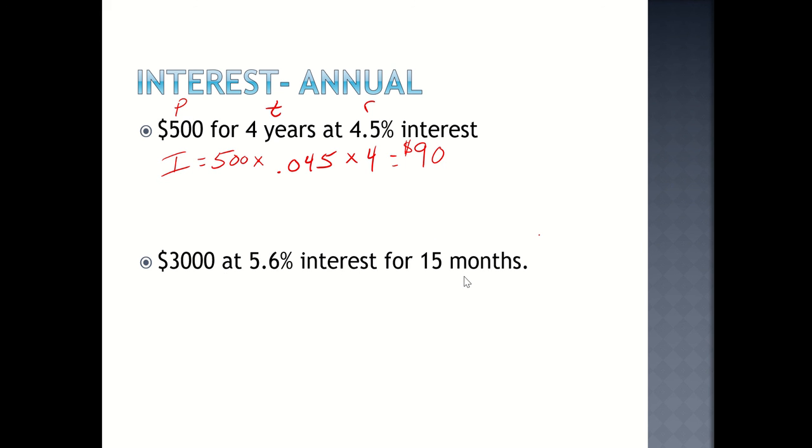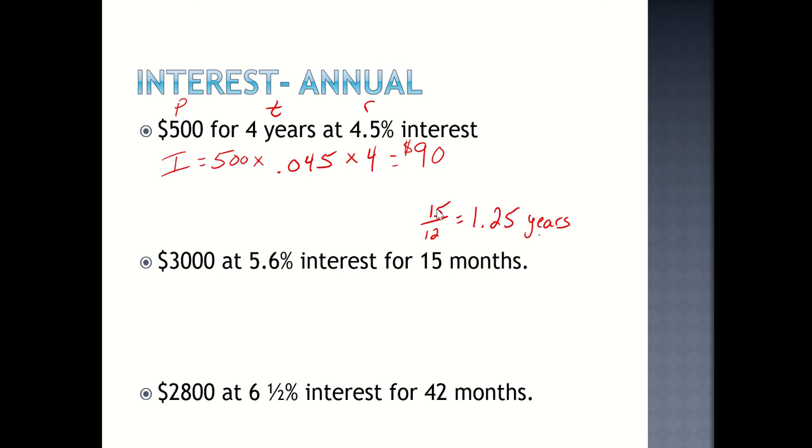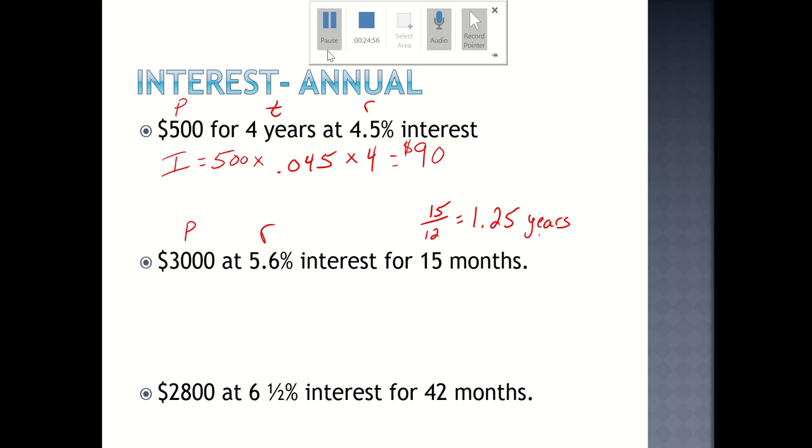So 15 months, how many years is 15 months? Pause the video, see if you can figure that out first. That'll be the first thing I show you. Well, there's 12 months in a year, right? So 15 divided by 12, we get 1.25. That's 1.25 years. 3,000 is your principal, 5.6% is your rate, and we know 1.25 is the time. We do have to convert this to years, and we have. So go ahead and find the interest of that now.